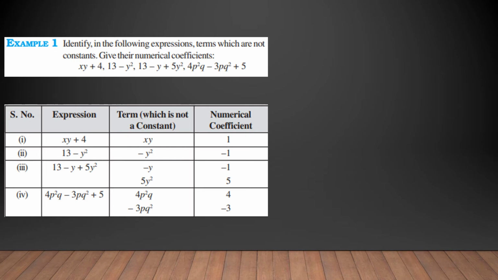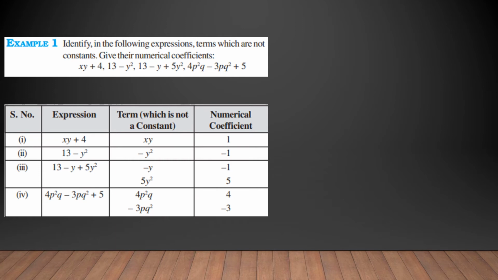The second question, 13 minus y square. The term which is not a constant is minus y square. Its numerical coefficient is minus 1. Third one, 13 minus y plus 5y square. It has two terms which are not constants.